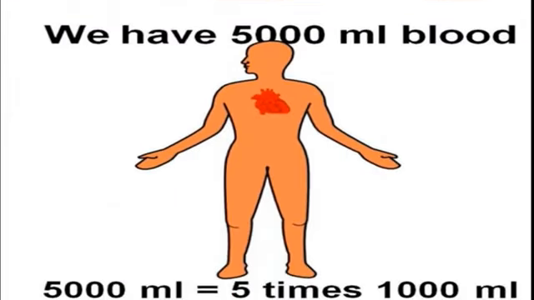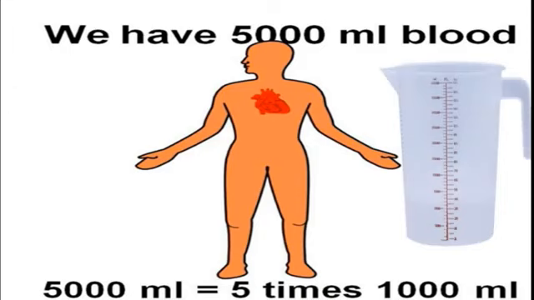Students, we have 5000 ml blood in our body. 5000 ml means 5 times 1000 ml means 5 times 1 liter. That is 5 liter, isn't it? In our body, 5 liters of blood is there. Is equal to, see this measure. This is of 5 liter. Okay.